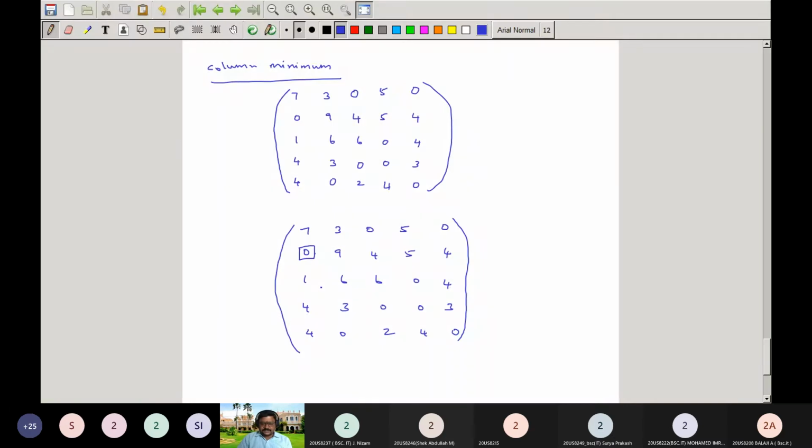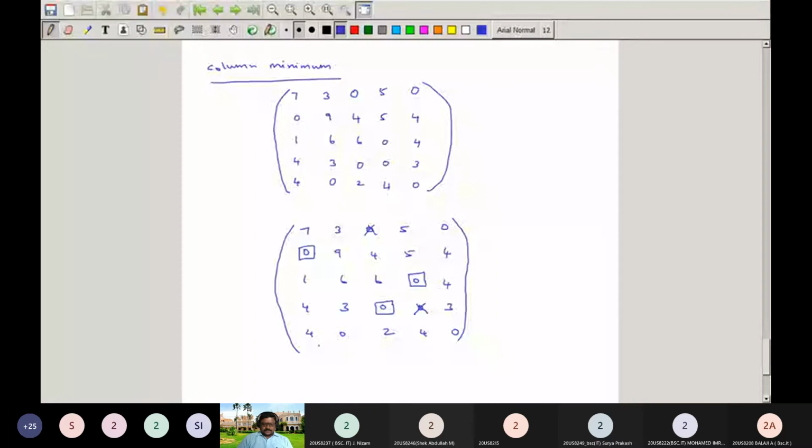Next, the third row has a single 0, so assign the single 0 row wise. Next, column wise, any 0 that occurs, straight cross out that 0. Next, the fourth row has a single zero. So assign that zero, and any zero in that column, cross it out and mark it.